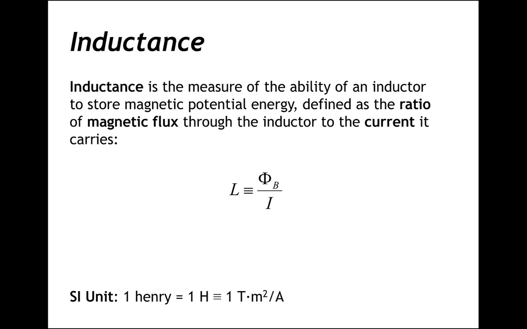I just used the word inductance. Inductance is the measure of the ability of an inductor to store magnetic potential energy, and it's defined as the ratio of magnetic flux through the inductor to the current it carries. The unit of inductance is called the Henry, and 1 Henry is equal to 1 Tesla meter squared per amp.